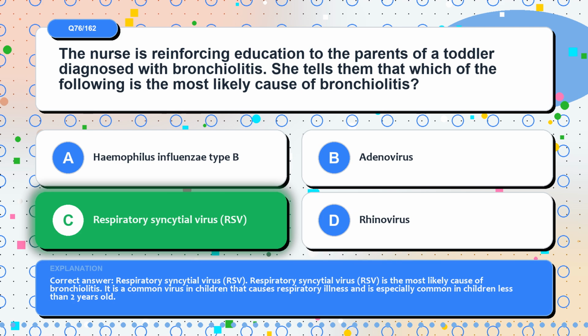Respiratory syncytial virus (RSV) is the most likely cause of bronchiolitis. It is a common virus in children that causes respiratory illness and is especially common in children less than 2 years old.